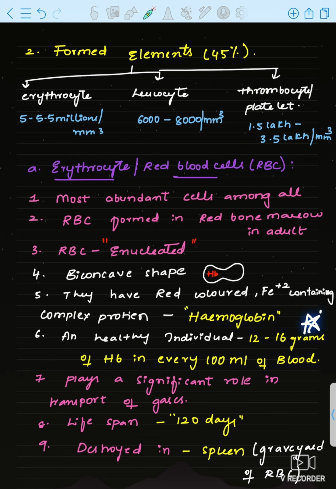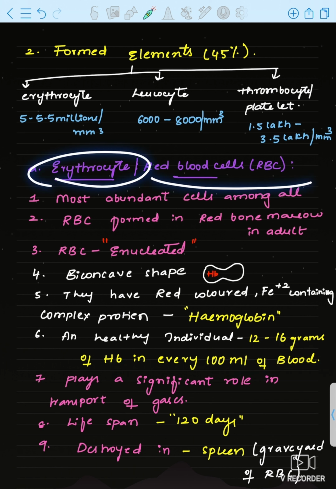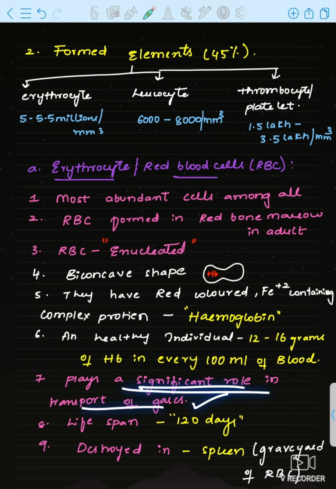Listen, this value is so important. In a healthy individual, how much hemoglobin content should be there? 12 to 16 grams in every 100 ml of blood. Otherwise, if the hemoglobin content is less, we say the patient is anemic. RBC plays a significant role in transport of gases. Yesterday we discussed in respiration how RBC plays a role in transport of gases.